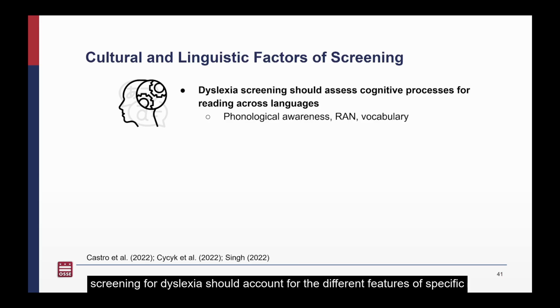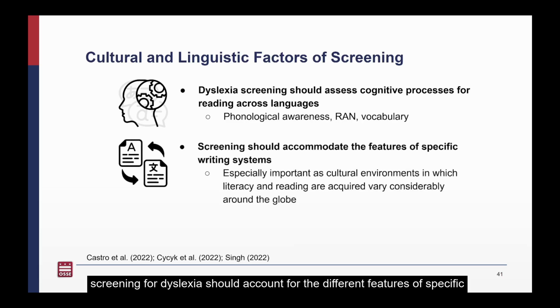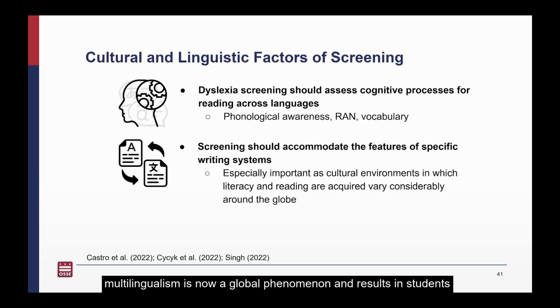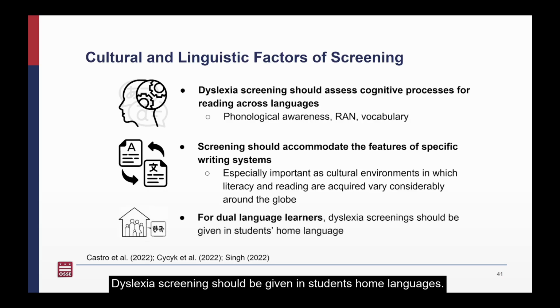Also, screening for dyslexia should account for the different features of specific writing systems that students may know from their home language. This is especially important as there are wide-ranging variations in cultural environments of literacy and reading around the globe. Also, with increasing immigration, multilingualism is now a global phenomenon, and results in students being exposed to multiple languages. For dual language learners, dyslexia screening should be given in students' home languages.